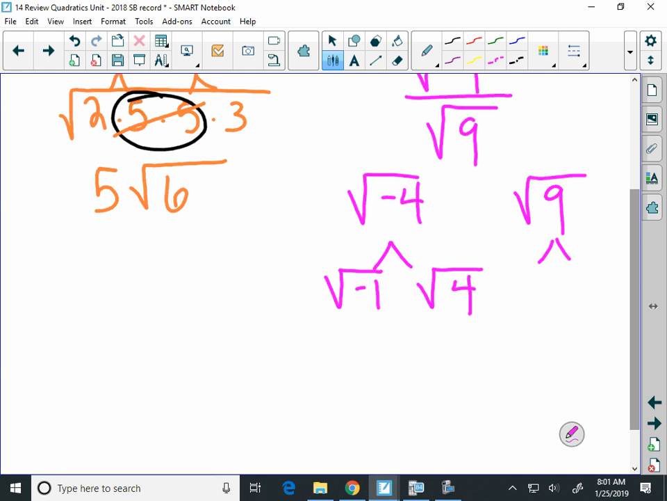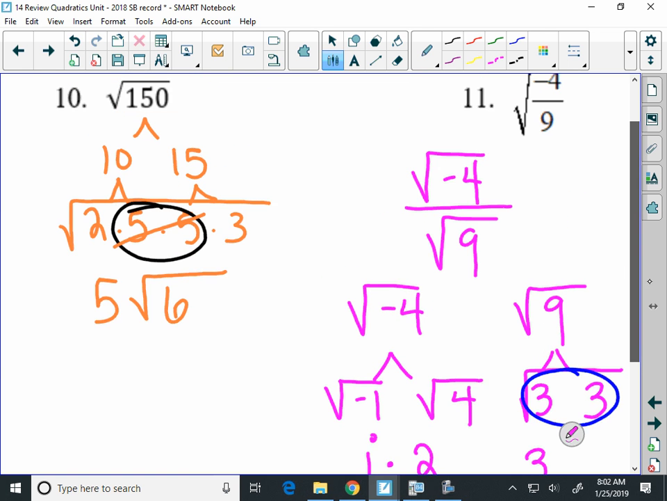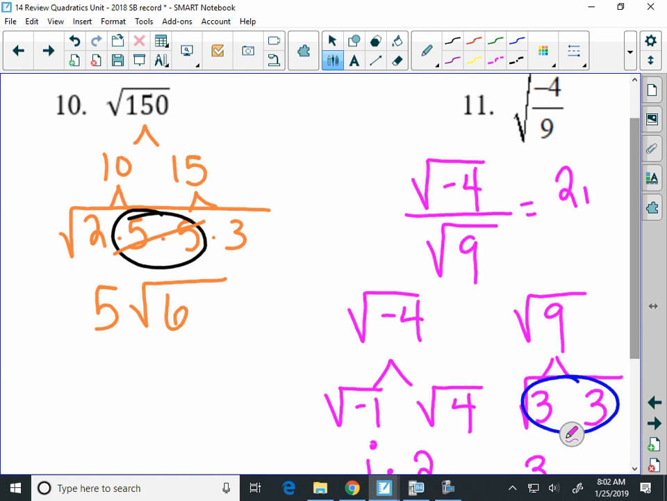So the square root of -1 is i. Square root of 4 is 2. Over here, the square root of 9, if you don't know it, there's 2 of the same to take out 1. Square root of 9 is 3. And now we can fill this back in. Don't write i times 2. Write 2i. Then again, the square root of 9 is 3.